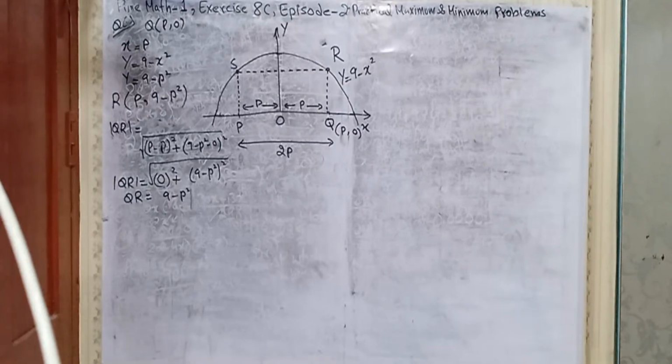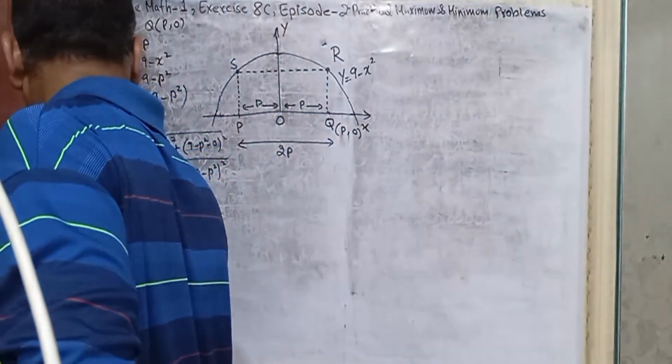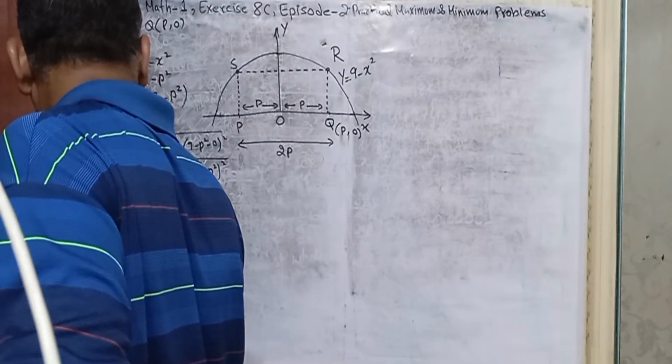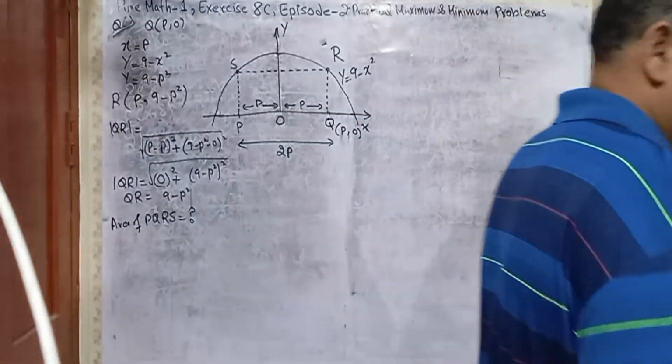Now the next thing they asked us to do is show that the area. PQRS is a rectangle, and its area is represented with A. Show that the area is equal to 2p times (9 minus p squared). That's the B part, the area of PQRS. The area is already given; we have to show that this is that area.